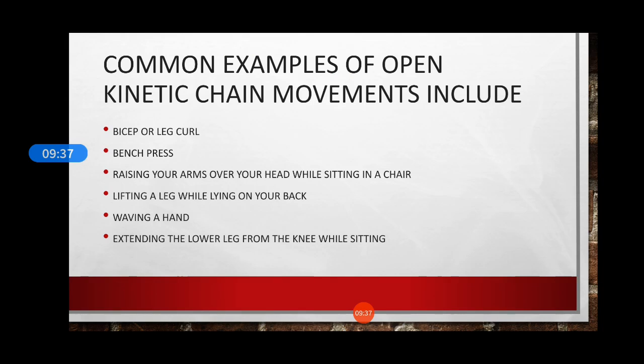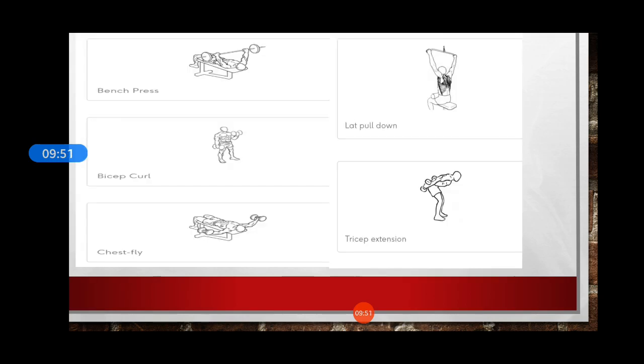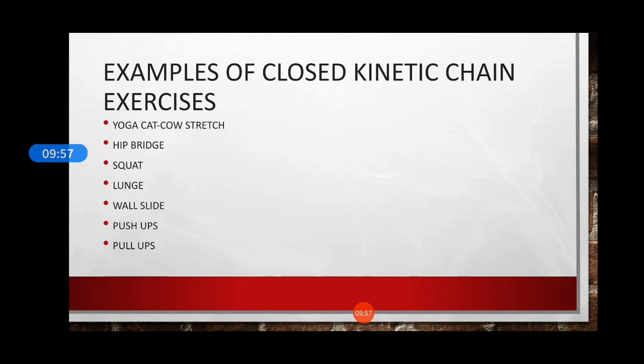Now, what are the common examples for the open chain exercises? The common examples are biceps or leg curls, bench presses, raising your arm, lifting a leg, waving a hand, or extending the lower leg from the knee while sitting. Here you can see a few examples of open chain exercises. Then closed chain could include yoga, cow stretches, hip bridges, squats, lunges, wall slides, push-ups, and pull-ups.